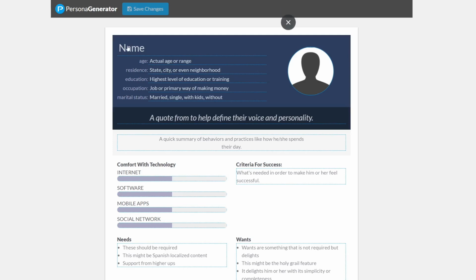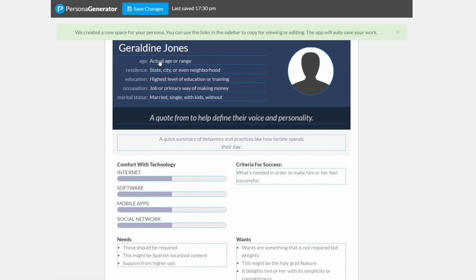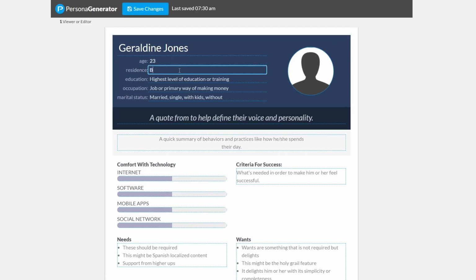I'm just going to start filling out this information based on what we know. Her name is Geraldine Jones. She's 23. She lives in Benjamin Heads. She's a sales representative. For her highest level of education, she's probably gone to TAFE. She may be doing tertiary study, but this is what I've decided for now. And she is single.